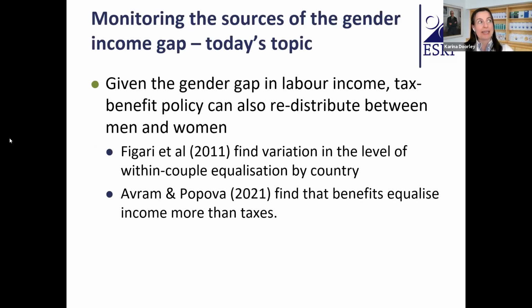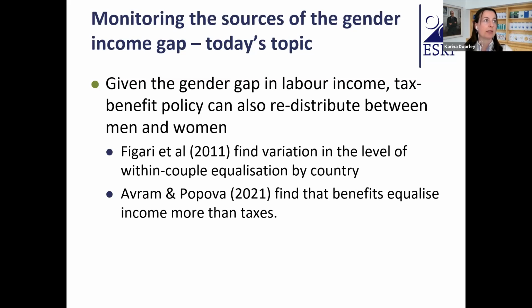So separately again to this, we have policies that can tackle gender income gaps at source. We have gender budgeting that can try to target new policies at specific areas. But we can also monitor the sources of the gender income gap and how those are interacting with the tax benefit system. And that's the topic of today's talk, that I'm going to spend the rest of the talk discussing, showing you how this can be done and some results from a selection of countries.